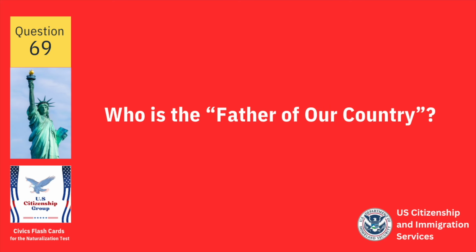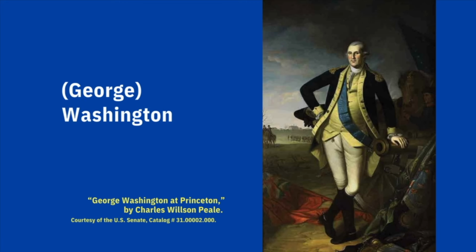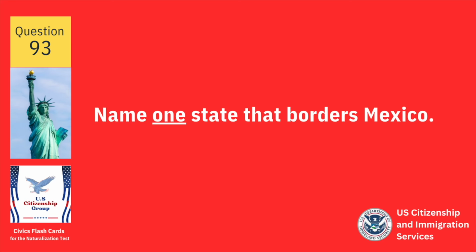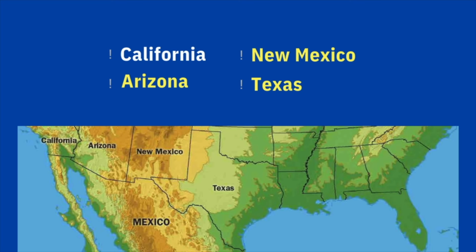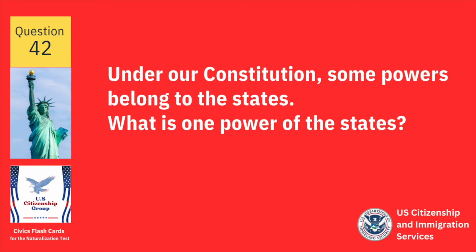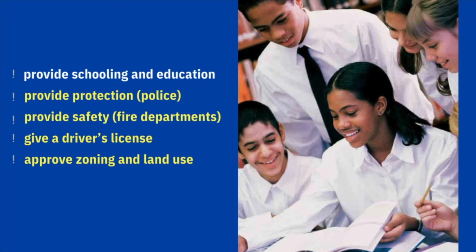Who is the father of our country? George Washington. Name one state that borders Mexico. California. Under our Constitution, some powers belong to the states. What is one power of the states? Provide schooling and education.